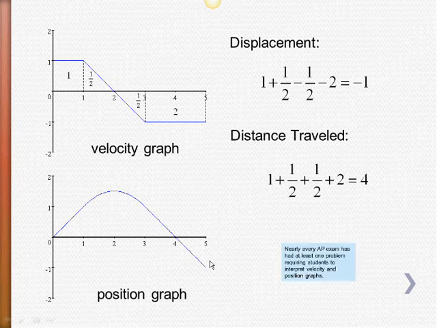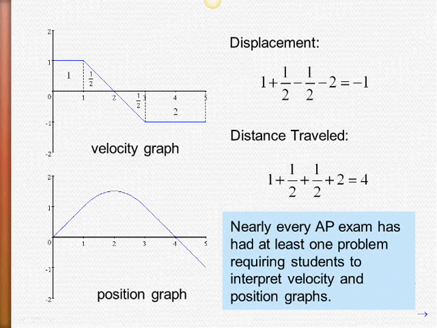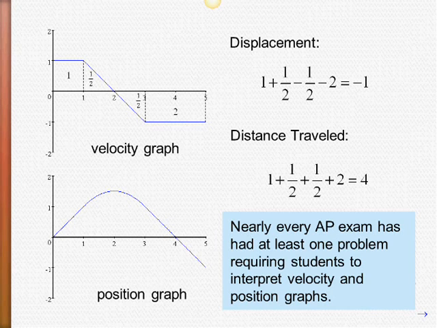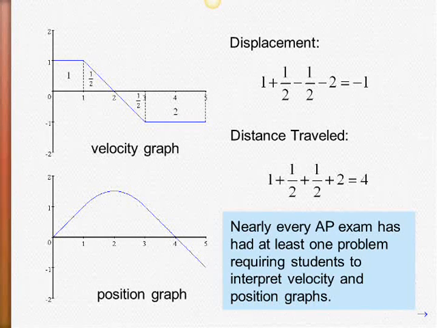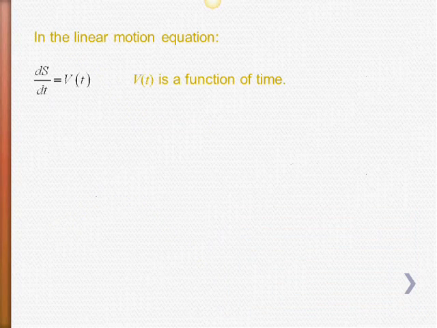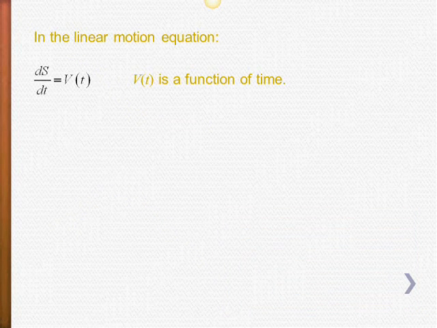Nearly every AP exam has had at least one problem requiring students to interpret velocity and position graphs, and there actually are usually a lot more than just one problem requiring you to do that. So position, velocity, acceleration, all of those things are very important to understand. I'm going to go through parts of this on the PowerPoint. I left it on the PowerPoint just for you to have reference of it in the future.